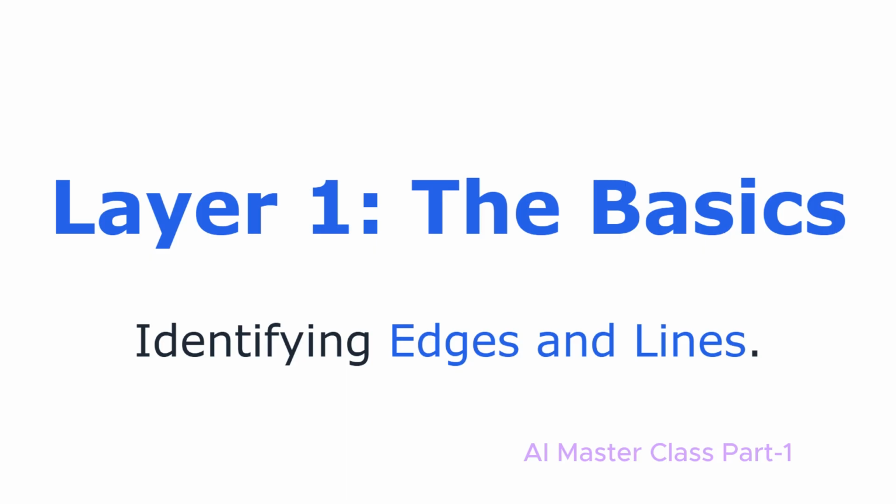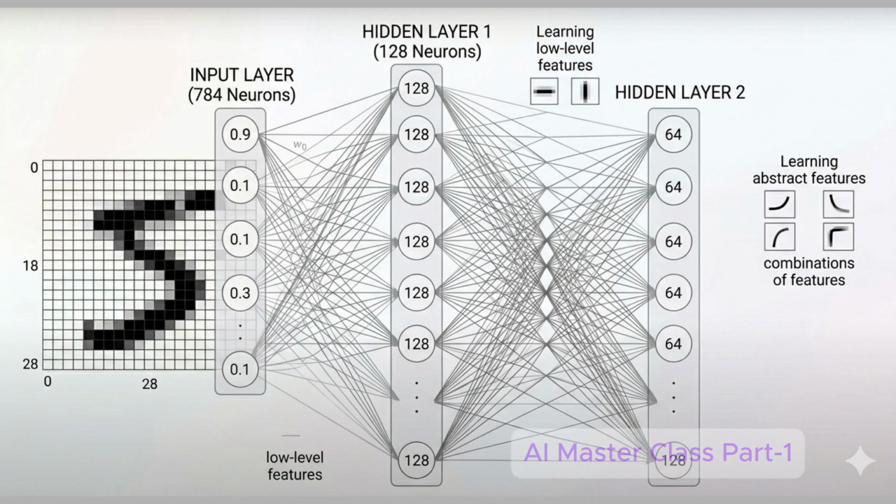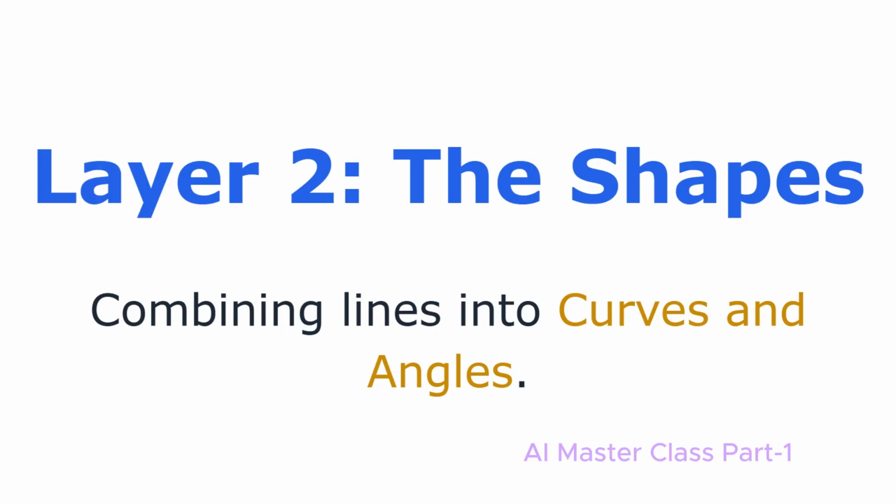Now let's add a second hidden layer, maybe with 64 neurons. This second layer takes the outputs from the first layer as its inputs. Now it's working with edges and lines, and it's starting to combine them. It learns things like two curved lines meeting a certain way probably mean the top half of a digit. A vertical line next to a curve might be part of a 4 or a 9. This layer is learning shapes, which are combinations of the low-level features.